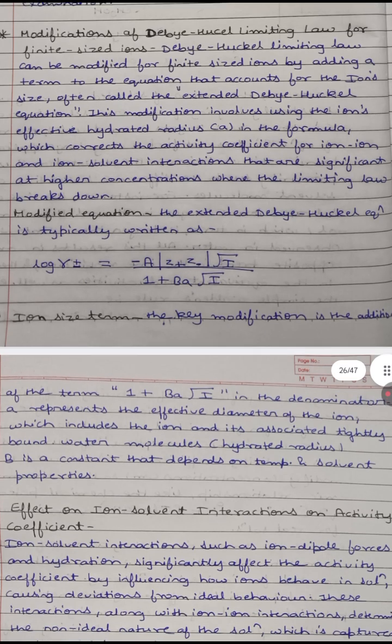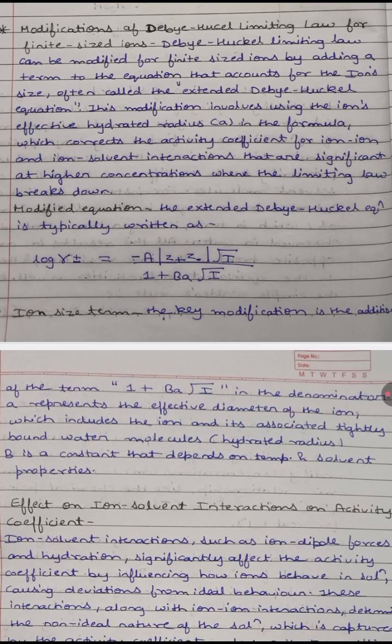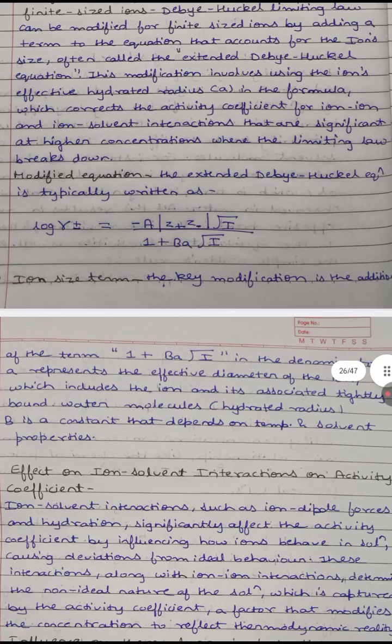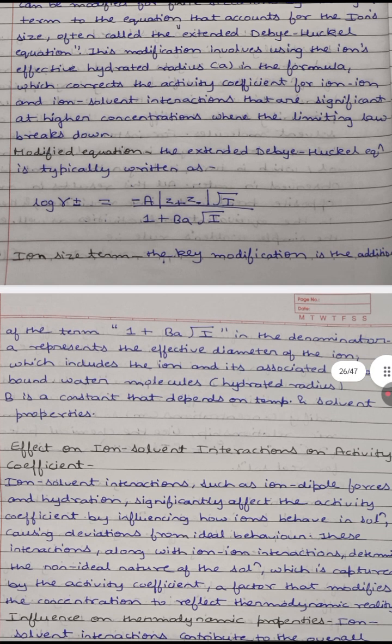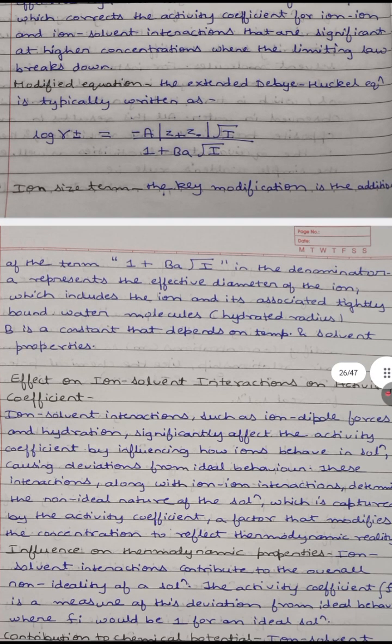Next topic is modification of Debye-Huckel limiting law for finite size ions. Debye-Huckel limiting law can be modified for finite size ions by adding a term to the equation that accounts for the ion size, often called the extended Debye-Huckel equation. This modification involves using the ion's effective hydrated radius A in the formula, which corrects the activity coefficient for ion-ion and ion-solvent interactions that are significant at higher concentration where the limiting law breaks down.